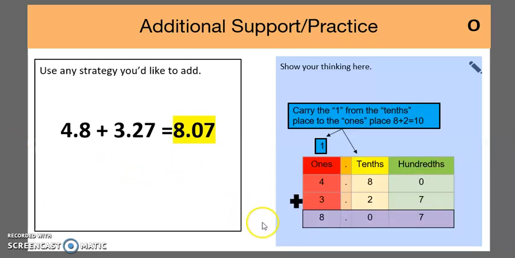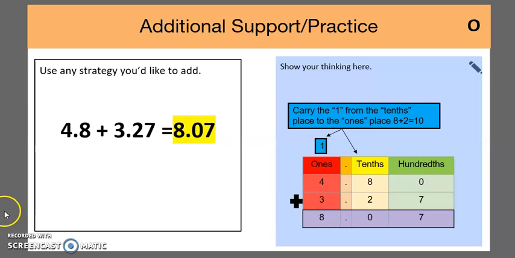Looking at this problem, again, we line up each of the numbers in their respective places. We add down, so 0 and 7 in the hundredths spot gives us 7. We're going to look at the tenths spot. 8 and 2 is 10, so we keep the 0, bring the 1 up above, and we're going to add 1, 4, and 3, giving us 8, giving us our final answer of 8 and 7/100.